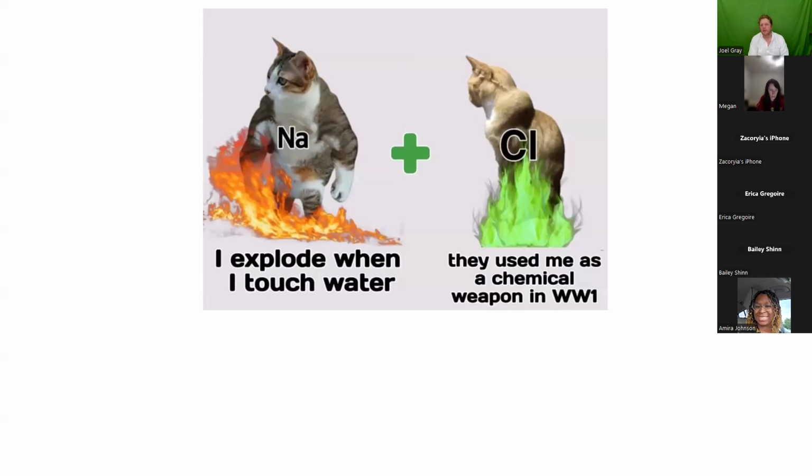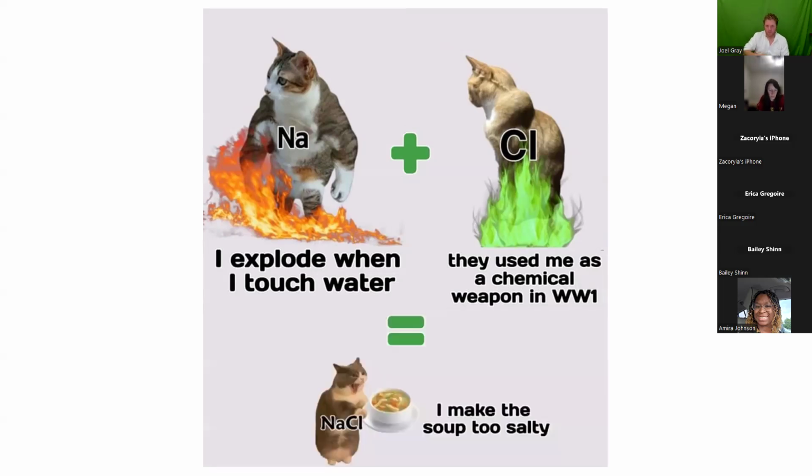Similarly, chlorine gas was used as a chemical weapon during World War I. Anytime that you make chlorine gas, it's extremely hazardous. If you inhale it, it's potentially fatal. When these two things are put together, they make sodium chloride. And they make soup taste good, for example.